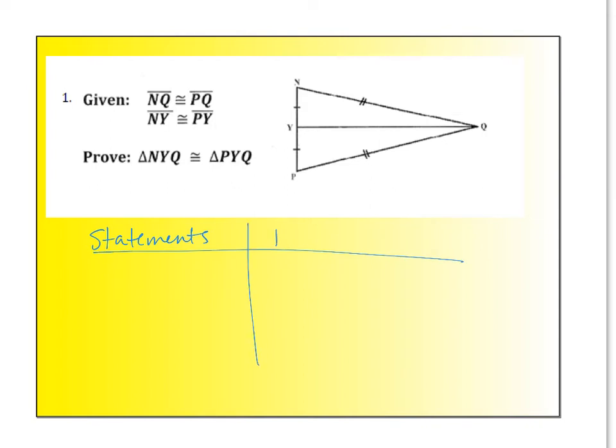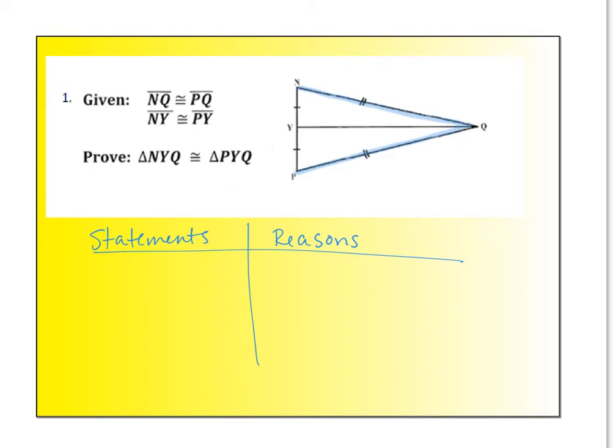The second column is called the reasons. So you're going to make a statement and then you're going to tell the reason why you know it's true. Now, let's look at the given information up at the top here. It says segment NQ is congruent to segment PQ. So you can see this segment is congruent to this segment. Well, that's great, but let's keep reading.